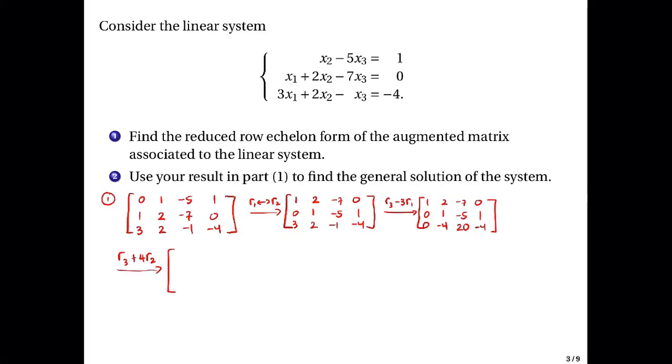So in here, we'll just copy row 1. So we have 1, 2, -7, 0. For row 2, we also need to copy that: 0, 1, -5, 1. Then for row 3, we do this. Row 3 plus 4, row 2. So this guy here is 0. The -4 plus 4 times 1, that will become 0. 20 plus 4 times -5, that becomes 20 minus 20. So this will become 0. And the third row, the last entry also here becomes 0. Okay?